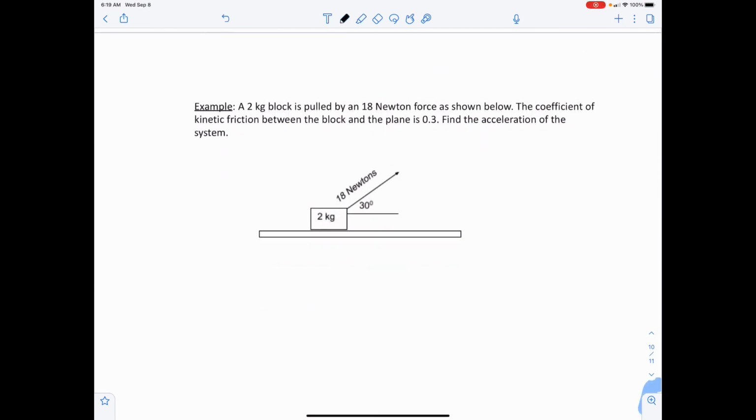In this last example, we have a 2 kilogram block being pulled by an 18 newton force up at an angle of 30 degrees above the horizontal. The coefficient of friction between the block and the plane is 0.3. Find the acceleration of the system. Okay, since we're finding acceleration, we're dealing with forces, this is going to be a Newton's second law problem, at least horizontally speaking. In other words, we're accelerating this way. First thing we should do is draw the forces acting on this block.